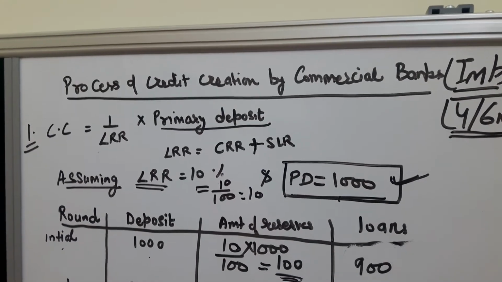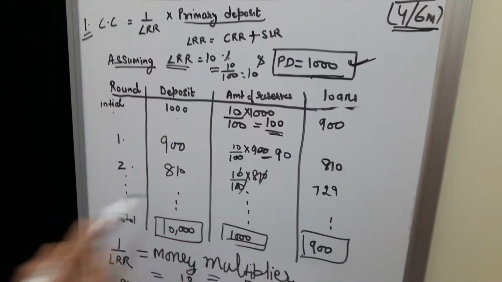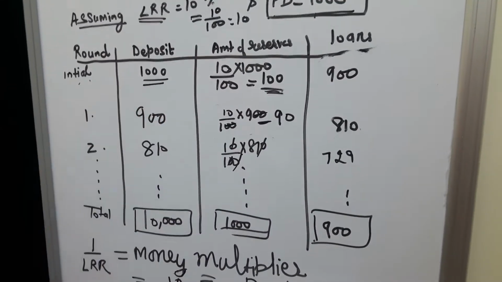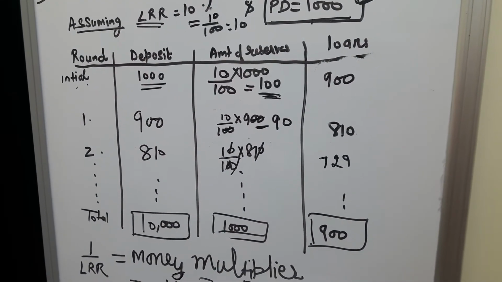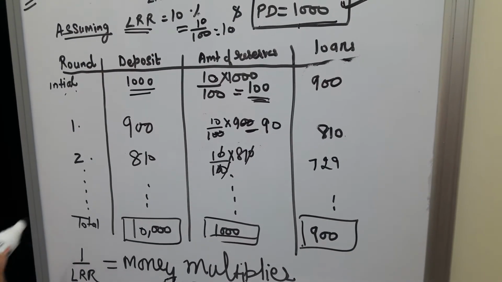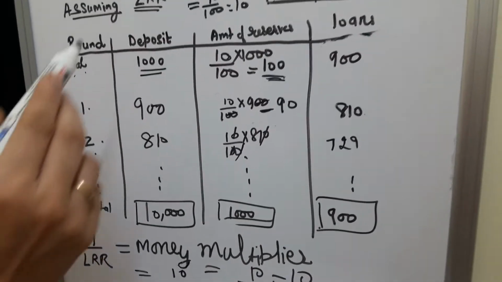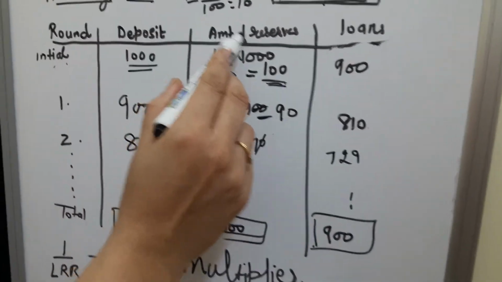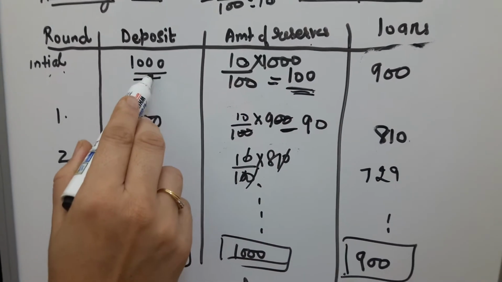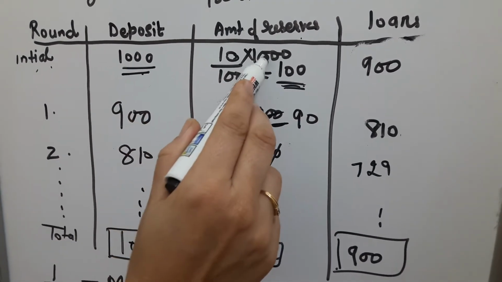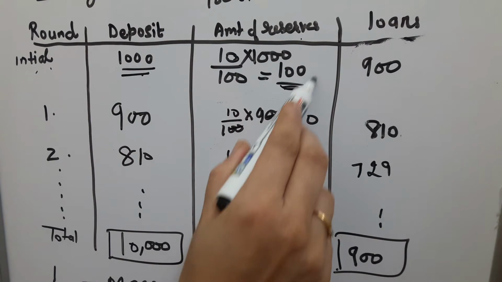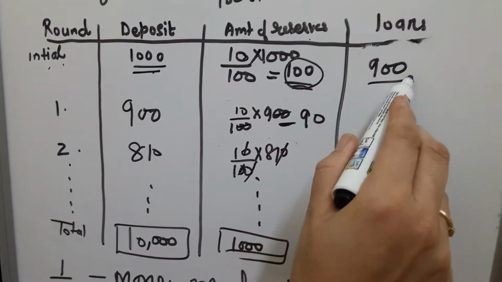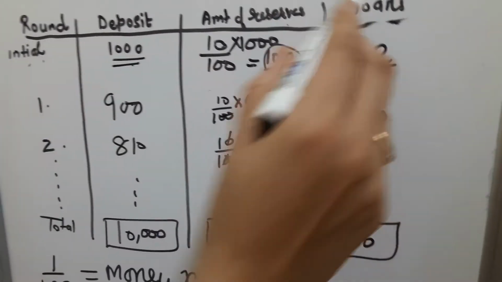Now look at this table very carefully. This table talks about that initially rupees 1000 was deposited in a bank, and out of this 1000, bank cannot lend out the entire amount. It has to keep LRR with itself. So the amount of reserves which a bank will maintain out of this 1000 is 10% of 1000, which comes out to be 100. That means this bank will lend out this rupees 900 as loans.